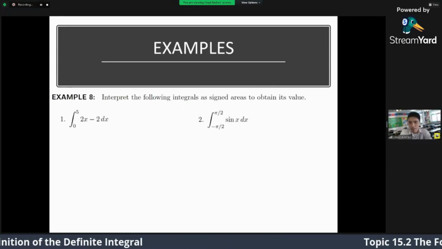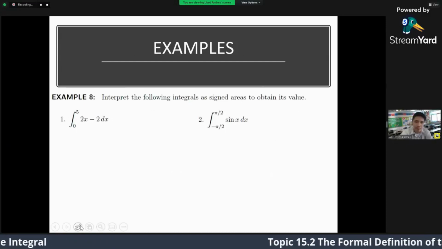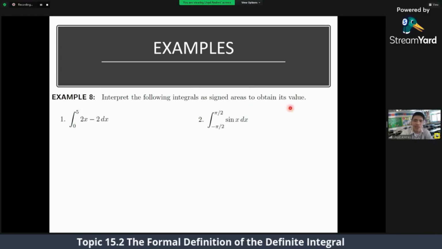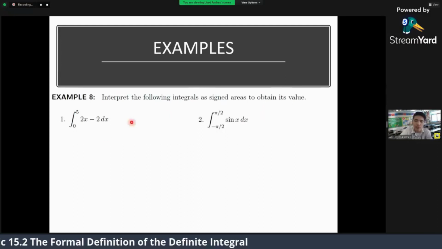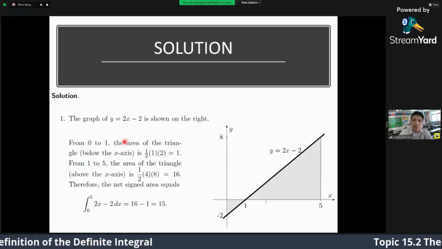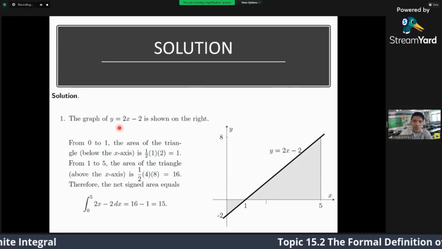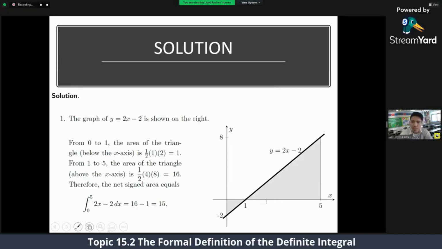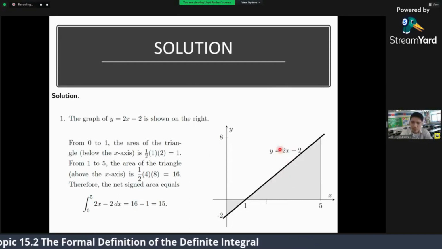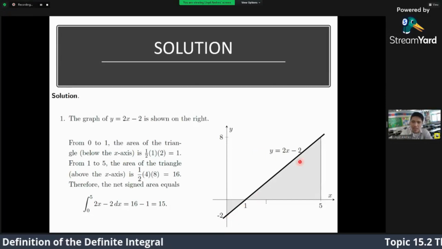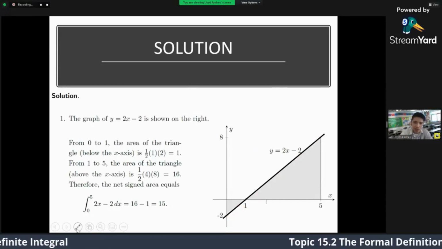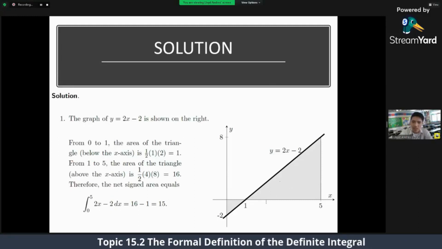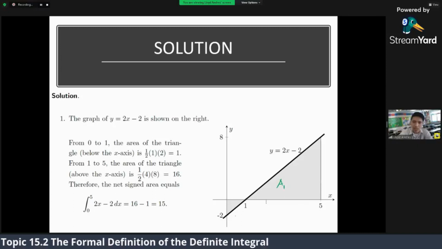So, example. Interpret the following integrals as signed areas to obtain their values. We have examples 1 and 2. For example, the graph of y equals 2x minus 2 is shown below. The point is just interpretation. If we look at the graph, we can see that its form is a triangle. Here is area 1 and there is area 2.